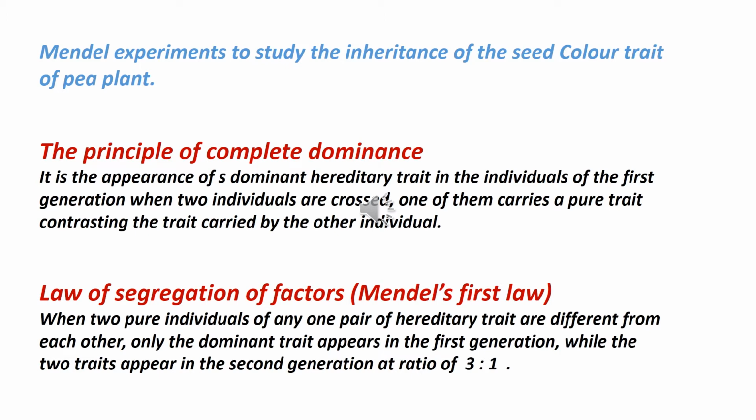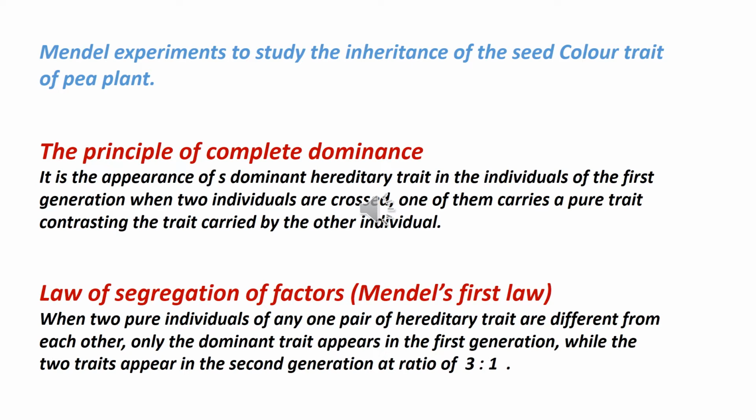The principle of complete dominance: it is the appearance of the dominant hereditary trait in the individuals of the first generation when two individuals are crossed, one of them carrying a pure trait contrasting a trait carried by the other individual.